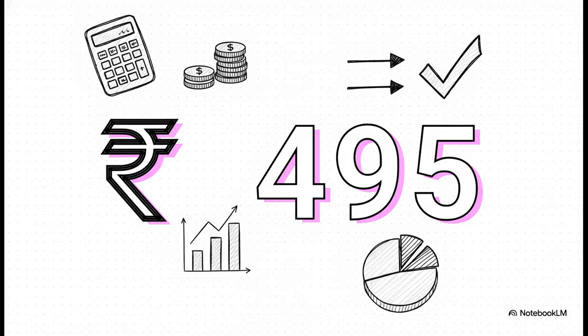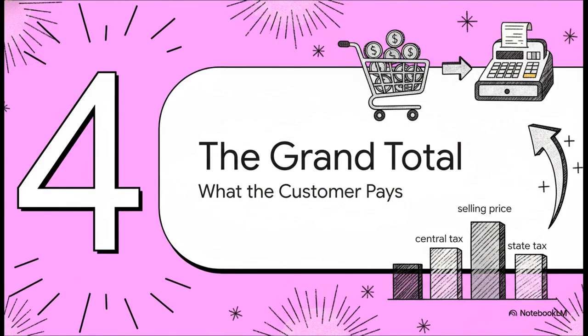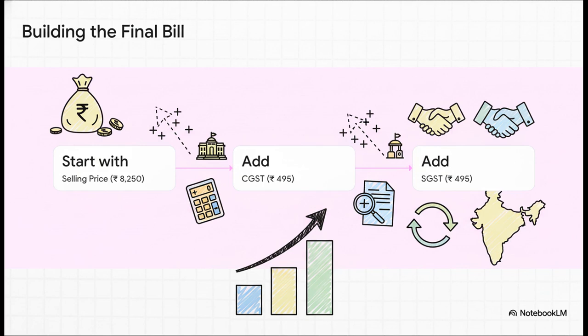And since the rate for the state is also 6%, the math is exactly the same. The SGST, the state's share, is also 495 rupees. Perfect. We've figured out both halves of our tax bill. We're on the home stretch now. Okay, let's take stock. We have the selling price, we have the central tax, we have the state tax, we have all the pieces of the puzzle. Now, all we gotta do is put them all together to see the grand total, what the customer actually pays at the counter. And it's just some simple addition from here on out.